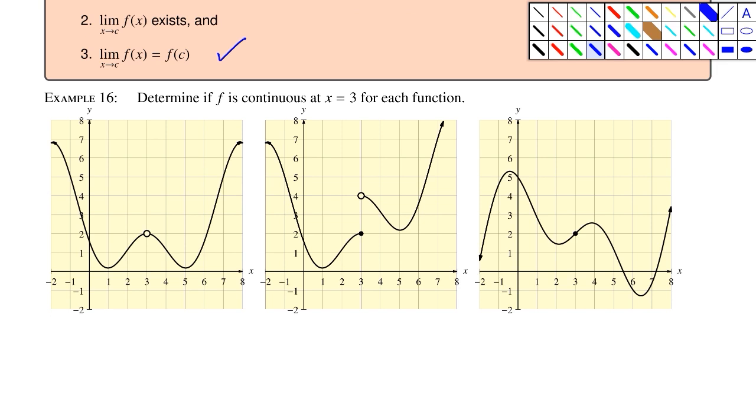So the first graph on the left, we look where x is equal to 3 and we look for the solid dot. But there is no solid dot. So we say that f is not continuous. The abbreviation for continuous is CTS at x equals 3 because f of 3 is undefined. And that's a violation of our first criteria.